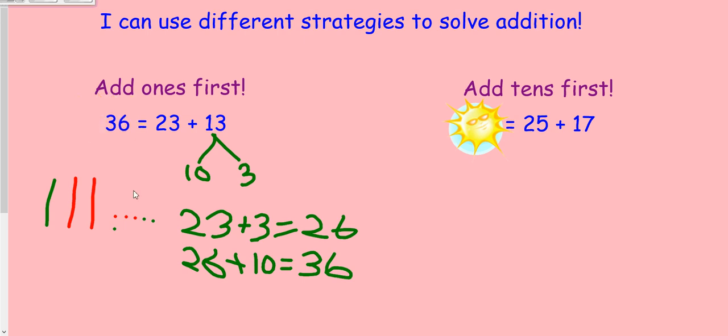36 equals 23 plus 13. Adding ones first is a strategy that you could choose to use. Another strategy that we have learned about that you could choose to use is adding tens first.